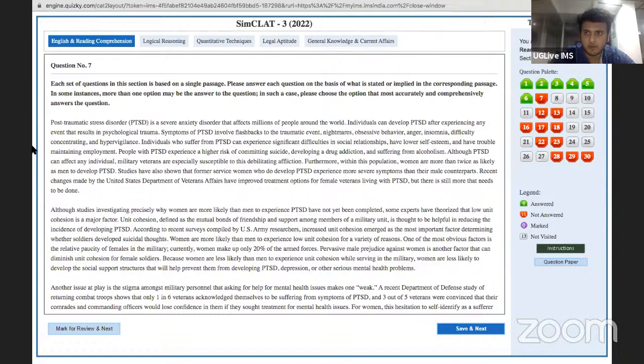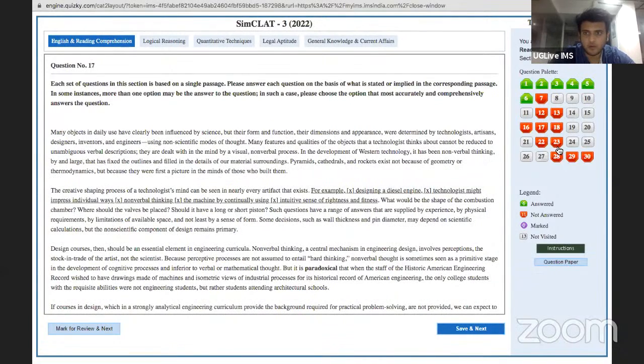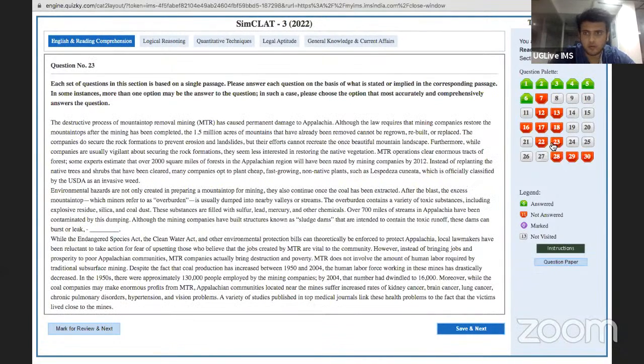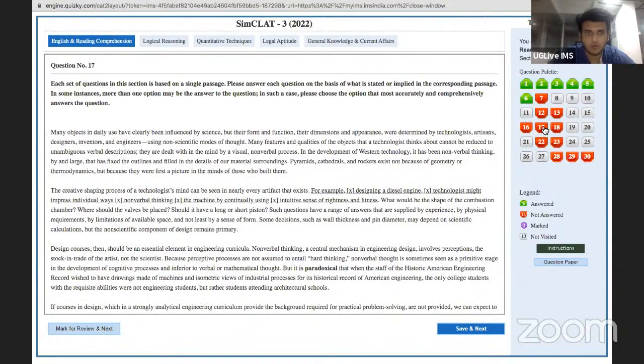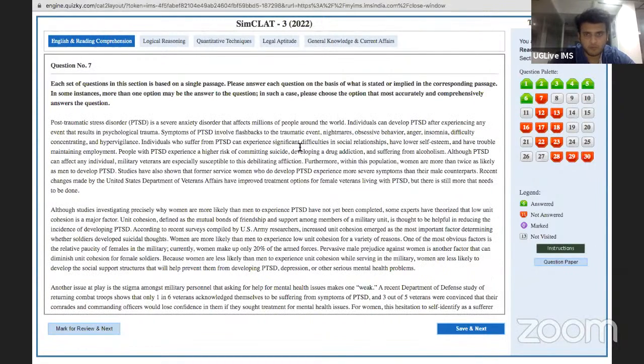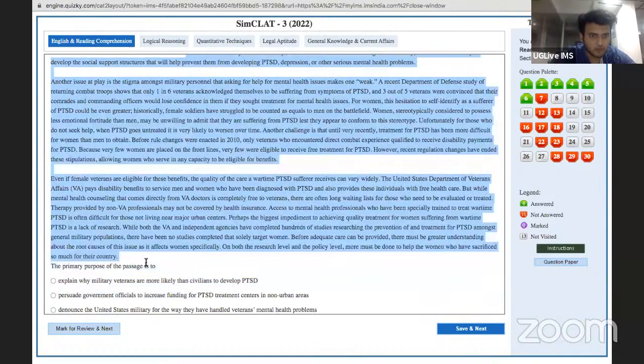तो एक passage मैंने कर लिया है. I have around 20-25 minutes. I want to cover at least 3 more passages. ठीक है. तो ये 12, 17, 23 is something which I don't want. 17. I'll go with 7. देखते हैं क्या है. ठीक है.